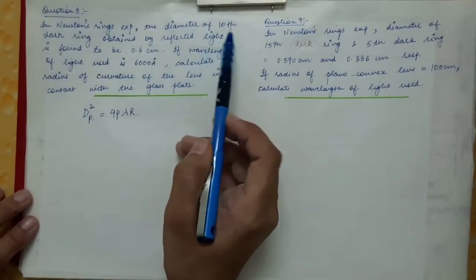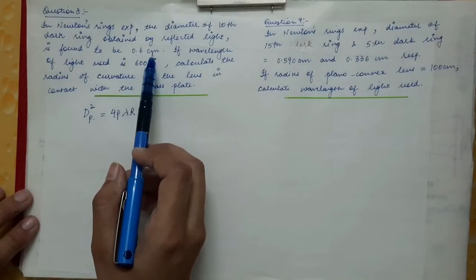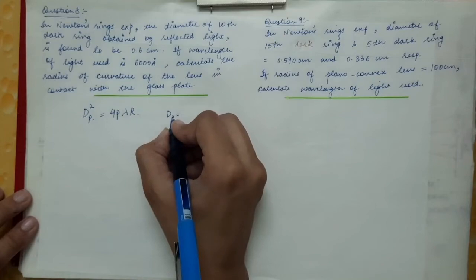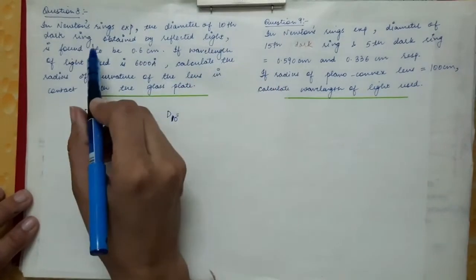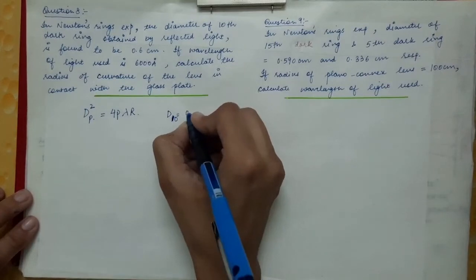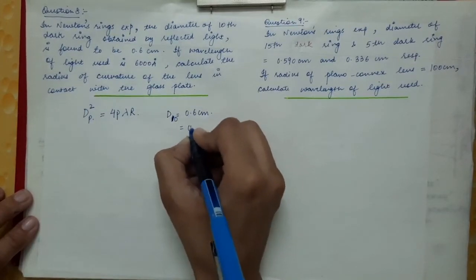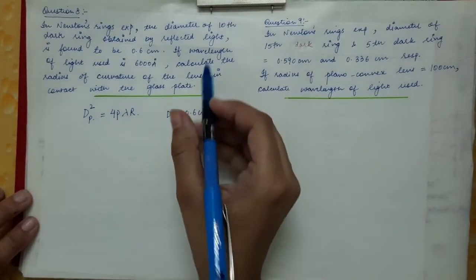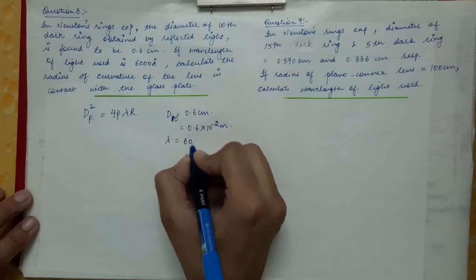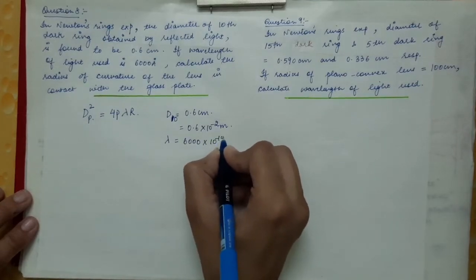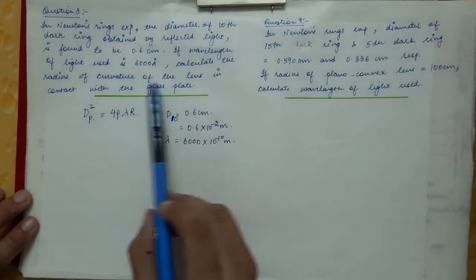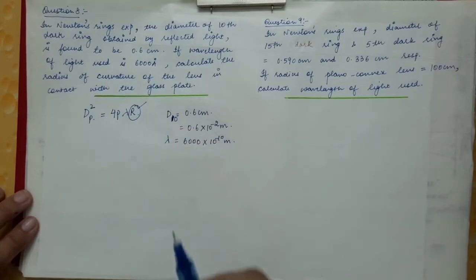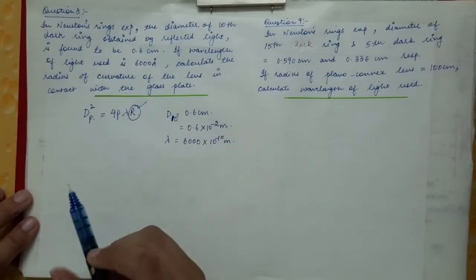So we are given that the diameter of the 10th dark fringe is equal to 0.6 centimeter. So D_p, where p in this case is 10, so D10 is given by 0.6 centimeters. In terms of meters, it will be 0.6 into 10 power minus 2 meters. And we are given the wavelength λ, which is 6000 angstrom, that is into 10 power minus 10 meters. So we have to find the radius of curvature of the lens, so simply we have to find capital R. That can be easily found using this formula.